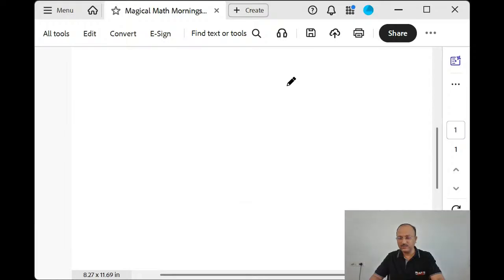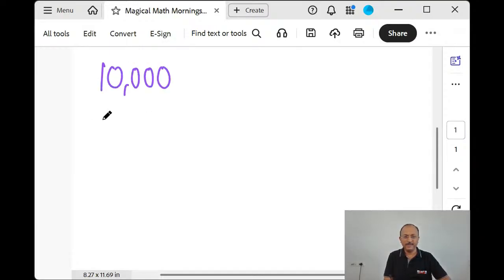Because here we are least bothered about what is there on the top number. We are only writing the complements of the lower number. Let's practice this. Take 10,000 minus 326. Write it fast.